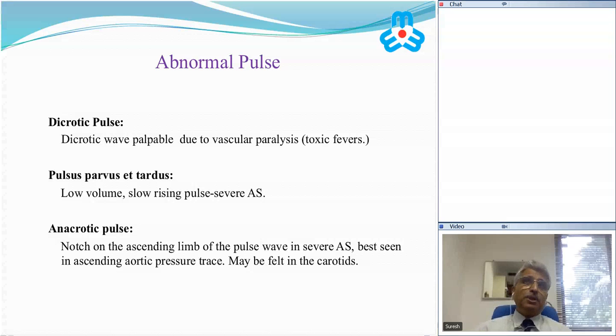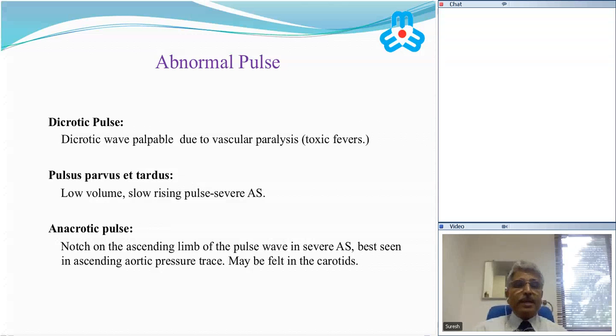So in the past, we used to say that this is characteristic of typhoid fever. Today, there are far more toxic fevers available, like dengue, and you are likely to feel it there. Yet another abnormal pulse is the pulsus parvus et tardus. Too much Latin in that, but that only means it is low volume, which is parvus, and slow rising, which is tardus. This is a feature of severe aortic stenosis.